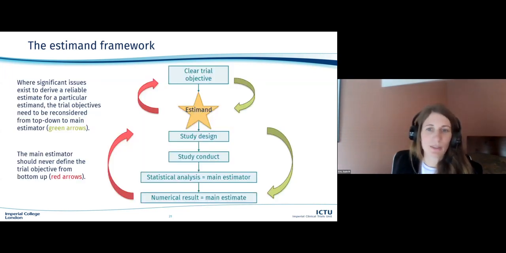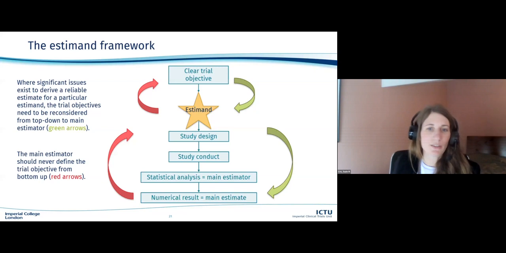But now going back to the framework, a key point the addendum highlights is how it's important to always proceed sequentially through this from the top to the bottom. So the trial objective should determine the estimand, and then the estimand informs the design, conduct, and statistical analysis. This is so that the numerical result you get as output, the estimate, really does represent what you wanted to know. But when establishing the estimand, it's also important to think through and assess that a reliable statistical method exists to give you a reliable estimate of what you wanted to know. So this is a key aspect for trial statisticians to evaluate.